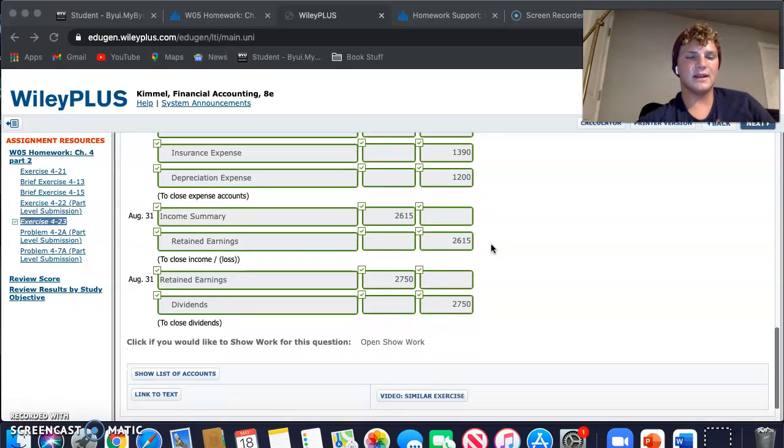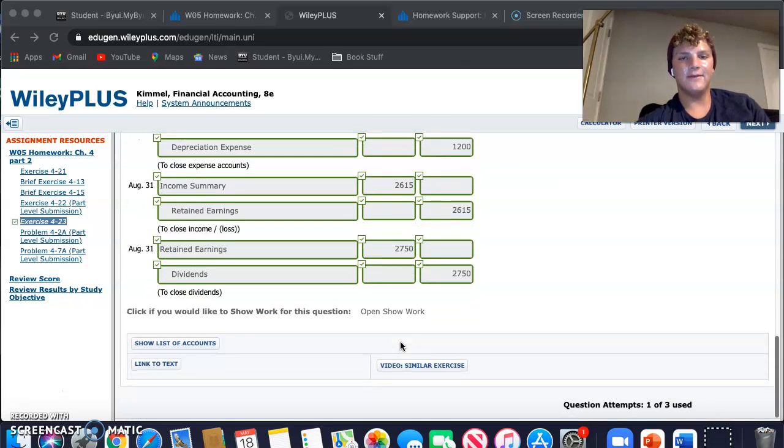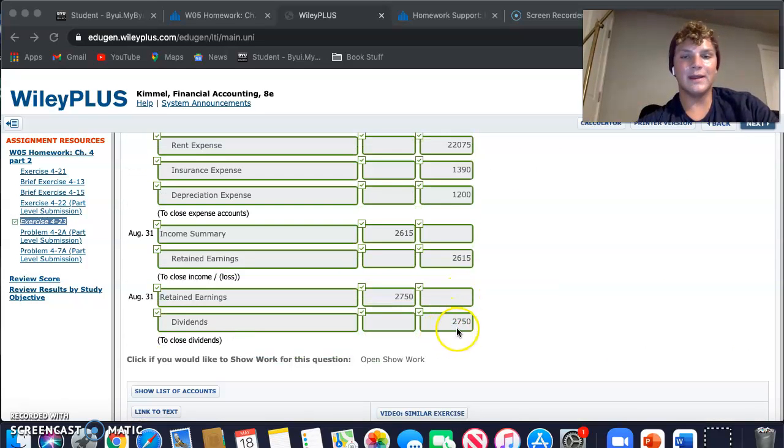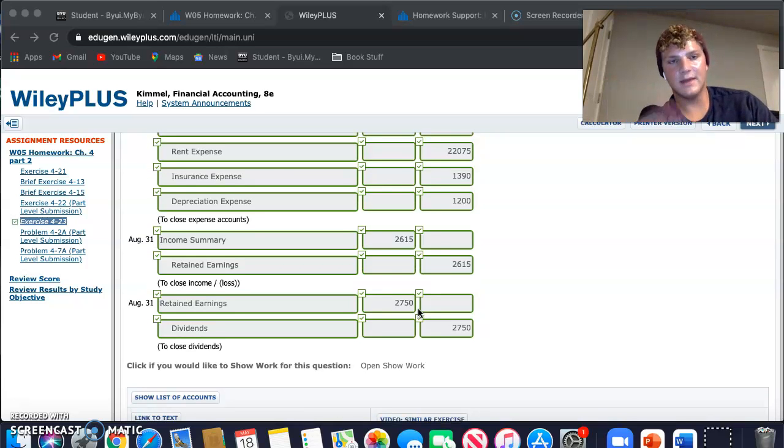Last but not least, we're going to take our dividends from the retained earnings. So we can see that our dividends up here, right, actually total out to $2,750. So dividends, being a credit that we're giving out, is going to $2,750 on this side, and it's taking from our retained earnings $2,750, which gives you the sense that we are going to end up with a negative balance at the end of this closing statement.